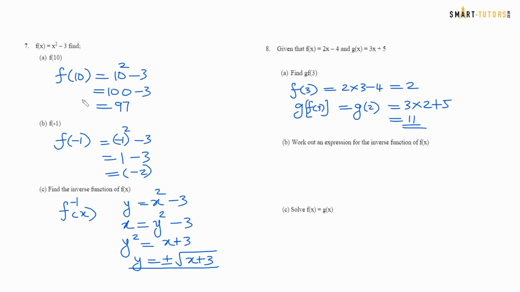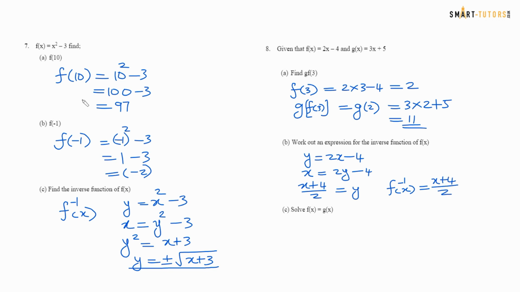Work out the expression for the inverse function of f(x). So inverse function means y equals 2x minus 4, and you switch the letters y to x and x to y. So make the y the subject. So (x plus 4) divided by 2 equals y. So f inverse of x equals (x plus 4) over 2.